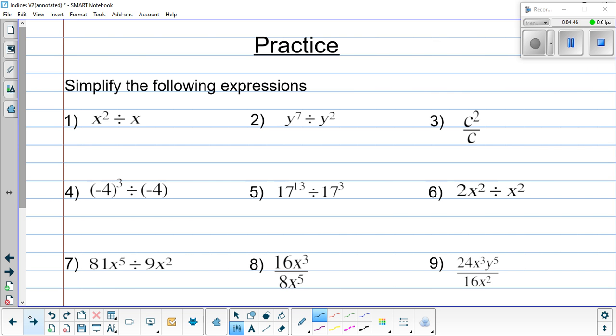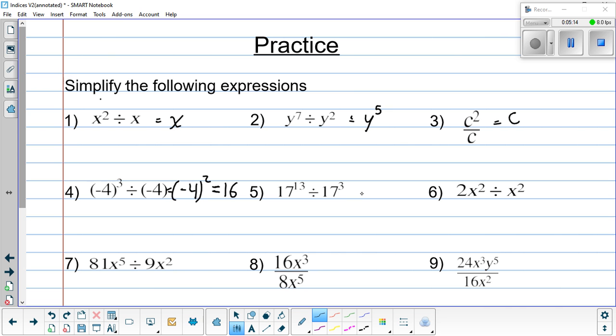Okay, so we're back. x squared divided by x, that's just going to be x. Well, 7 minus 2 is y to the 5. c squared divided by c is just c, because 2 minus 1. Negative 4 to the 3 divided by negative 4 to the 1. So 3 minus 1 is, we're going to get negative 4 all squared, which is 16.